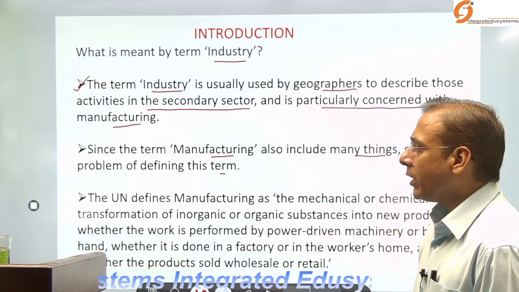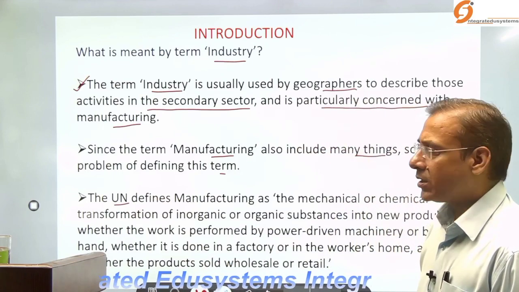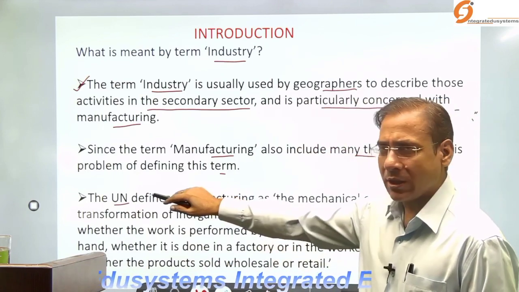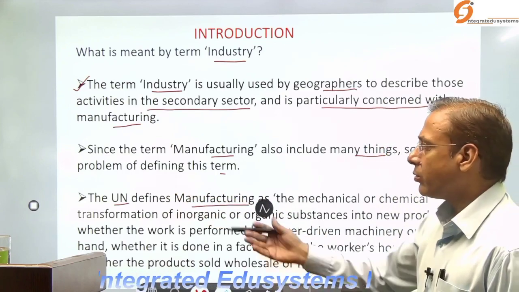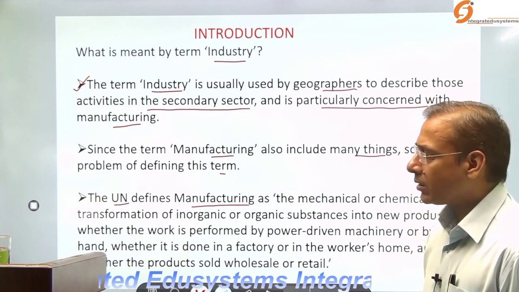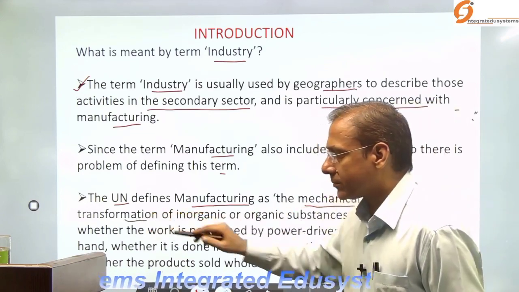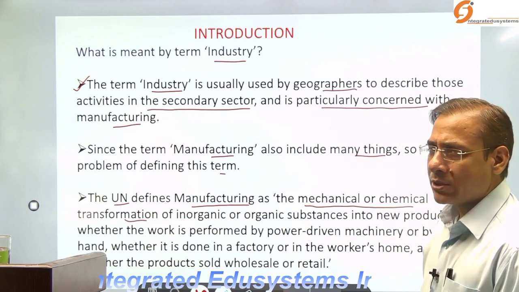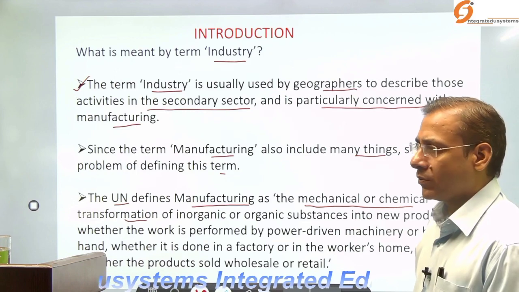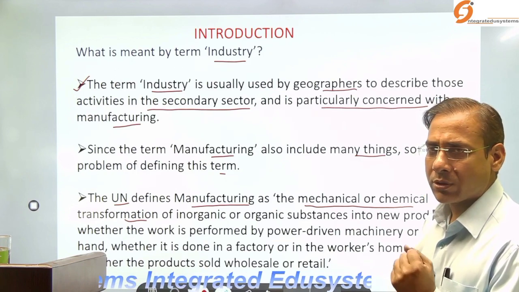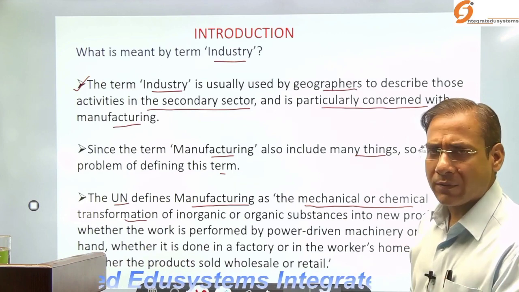And then the UN, United Nations, has defined manufacturing. What is the definition given by the United Nations? I have mentioned here. According to United Nations, what is manufacturing? As the mechanical or chemical transformation. You did the physical transformation, physical basis से. If you take the raw material, उसको हथौड़े से तोड़ दिया. Physically it changed. You put the mechanical pressure, you pulverize that.